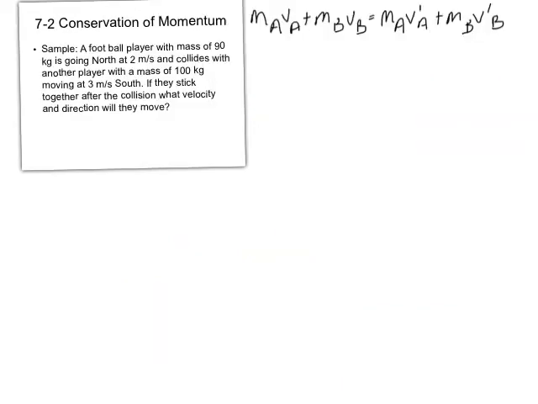So one more example, we have a football player with a mass of 90 kilograms going north at 2 meters per second and collides with another player with a mass of 100 kilograms moving south at 3 meters per second. If they stick together after the collision, what velocity and direction will they move? So again, I set up the before and after situation.